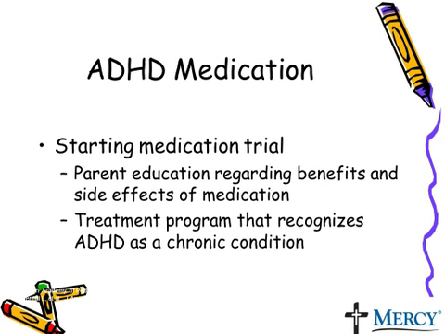Now, when we start a medication trial, we like to educate the parent about the benefits and side effects of medication. We want to make sure that they realize that ADHD is a chronic condition that will require ongoing treatment. When we first start medication, we will get baseline ratings from parents and teachers, and then during the first month of treatment, get follow-up ratings that look at both the effects and the side effects of the medication. So when we see the child back, we can decide if a change in treatment needs to be made.